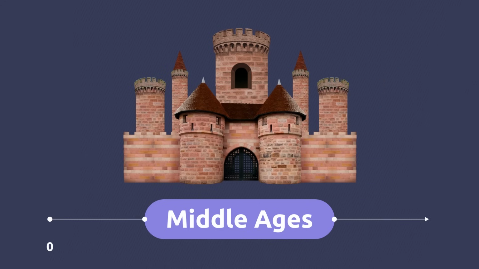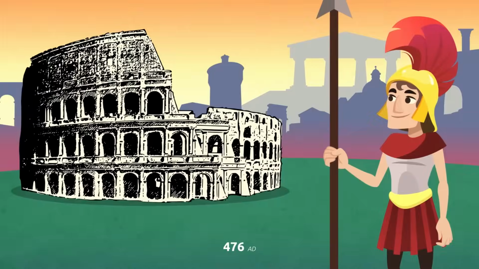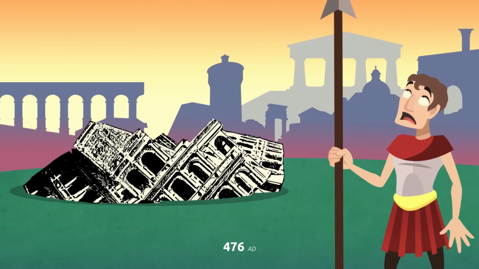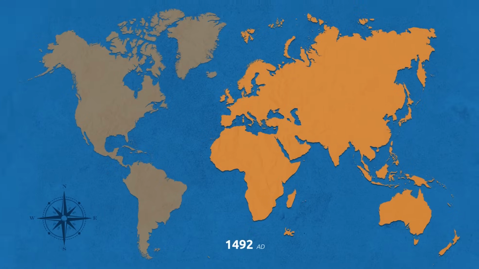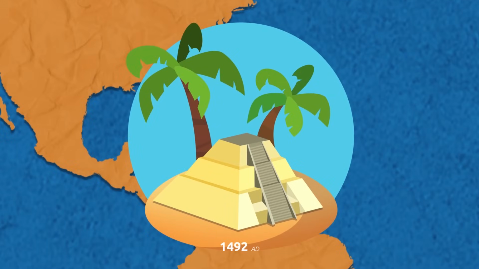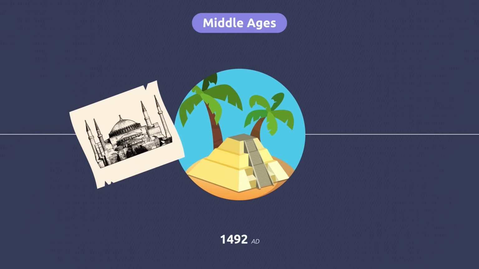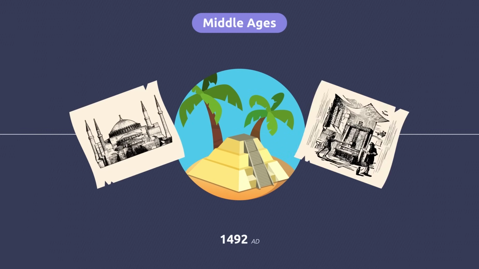The Middle Ages were a very long period of time in history. Mind you, no less than 10 centuries. It began with the fall of the Roman Empire in 476 AD and ended with the discovery of America in 1492 AD. The end of the Middle Ages is also related to the fall of the Byzantine Empire and the invention of the printing press.